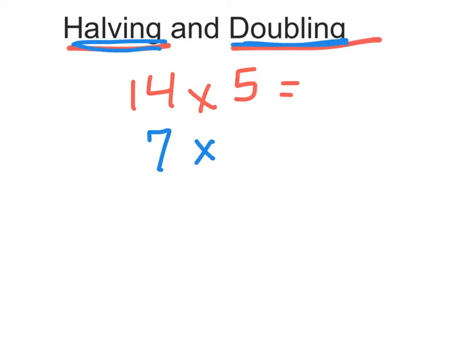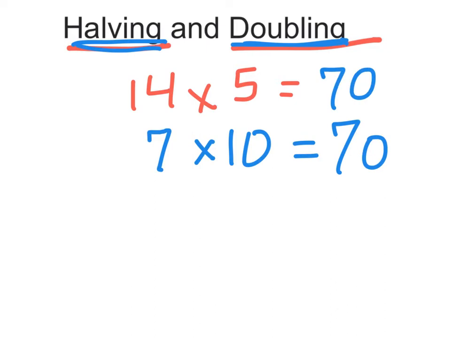Now we double the other number. So what's 5 doubled? It's 10. And now 7 times 10 is 70, and that's our answer. That's halving and doubling. Let's do another example together.